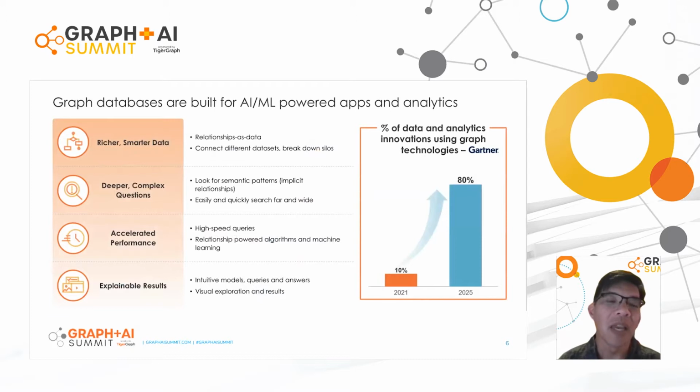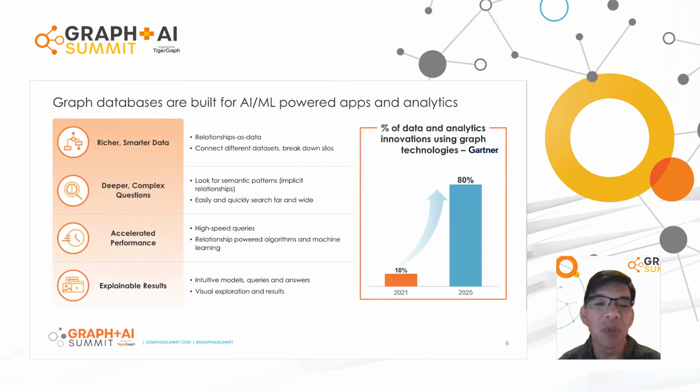So let me look at the key reasons why you might want to use a graph database, and one like TigerGraph. First, it's going to give you richer, smarter data because it emphasizes the relationships between data. What are you doing when you're analyzing data? You're trying to correlate things, you're trying to see patterns. That's what graph does. It represents things like that. So you're able to break down your silos by connecting your different data and then start to gain that insight.